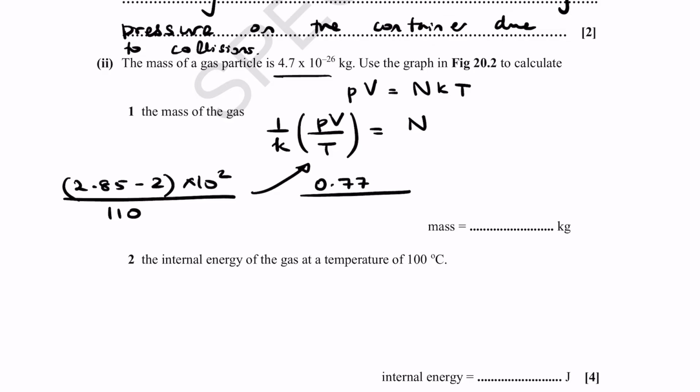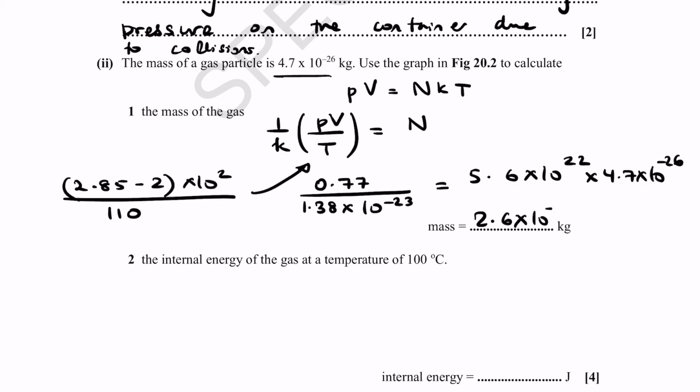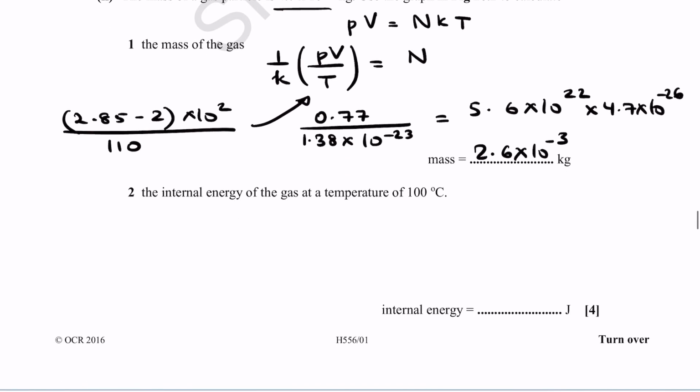And I'm going to divide this by the gas constant, which is given to us. And this gives me a value of 5.6 times 10 to the 22 particles. And I'm going to multiply this by 4.7 times 10 to the minus 26 to get a value of 2.6 times 10 to the minus 3 kilograms. Okay, so that's part 1 done.